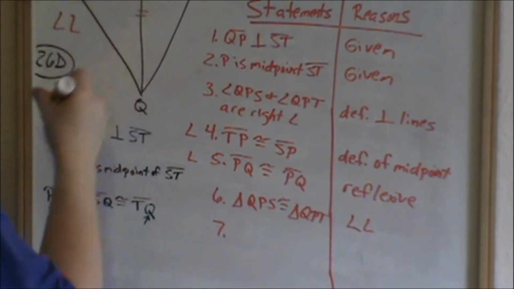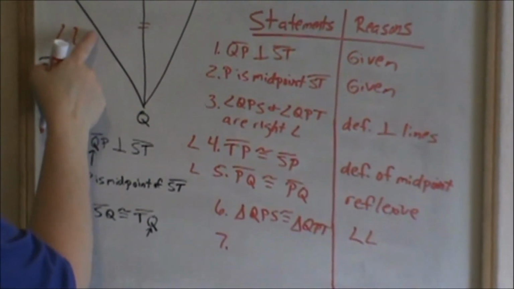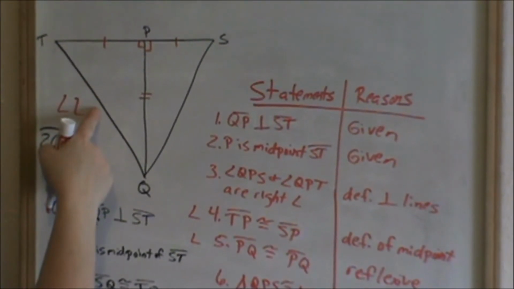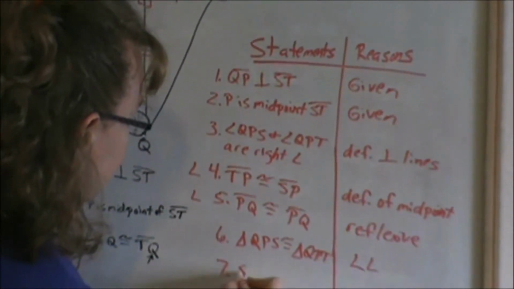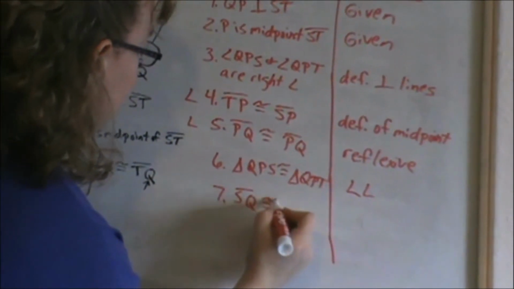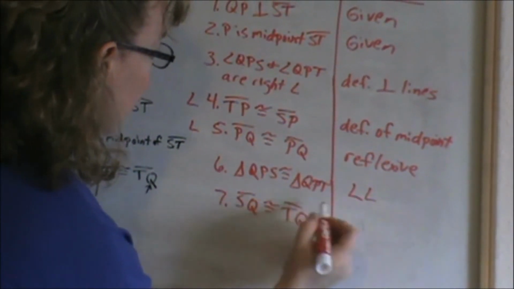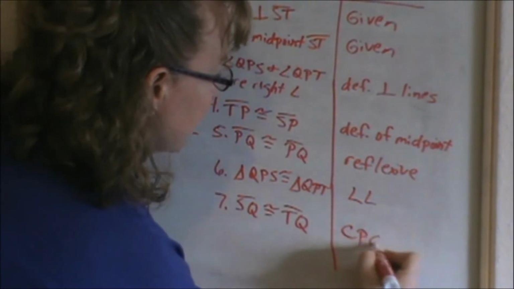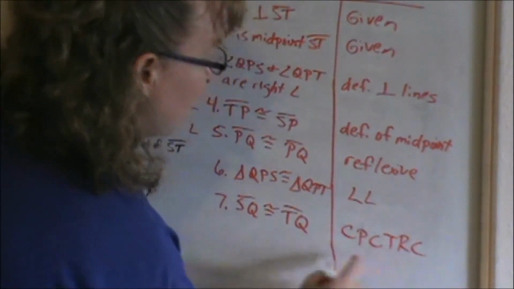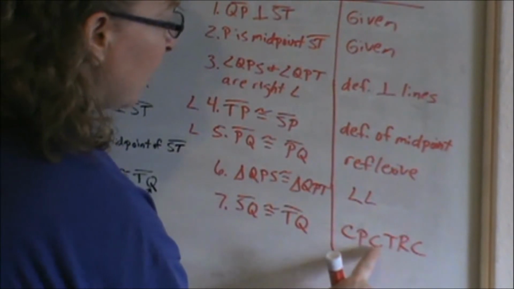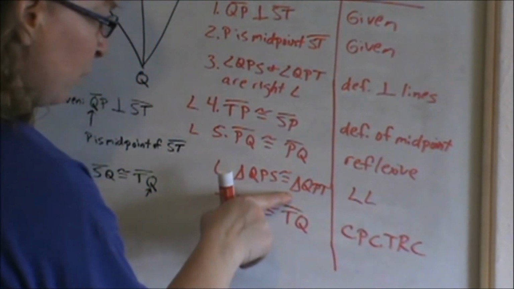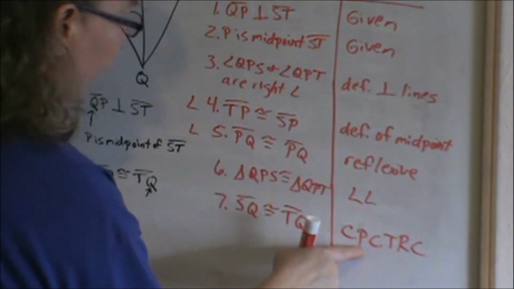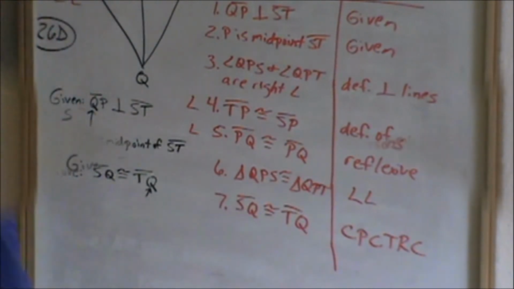Now that we know the two triangles are congruent, we now know that every other part of the triangles is congruent. So we now know the hypotenuses are congruent. So we can say SQ is congruent to TQ. Why? Because of CPCTRC. Remember that is corresponding parts of congruent triangles are congruent. Once you prove the triangles congruent, all their other parts are congruent.